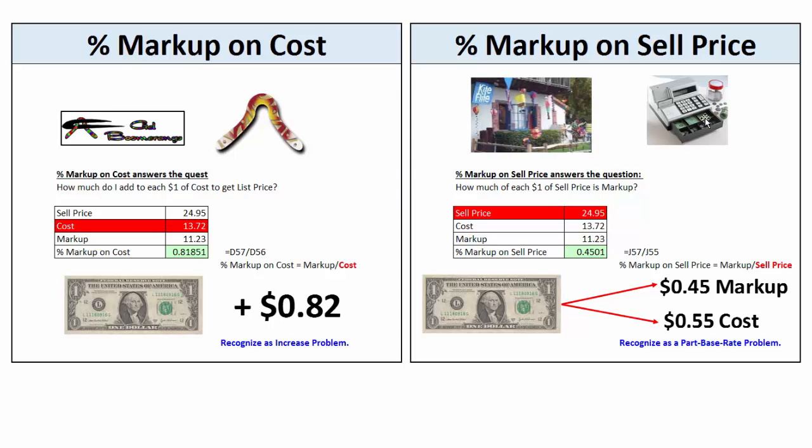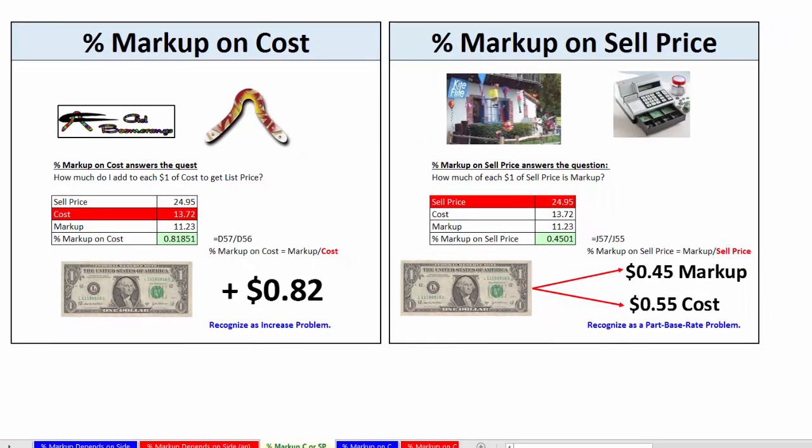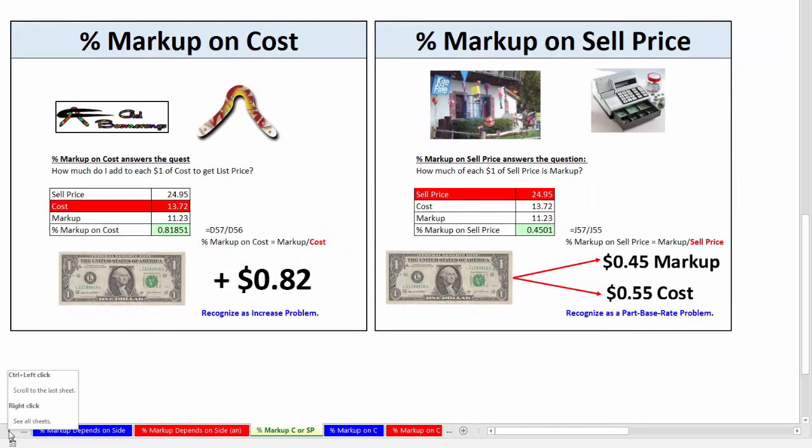There's the cash register right there. And that percent markup on sell price, that's how many pennies went to markup. And then the remaining number of pennies from that dollar goes to cost. All right, now we want to go see how to use these formulas in a few different problems.